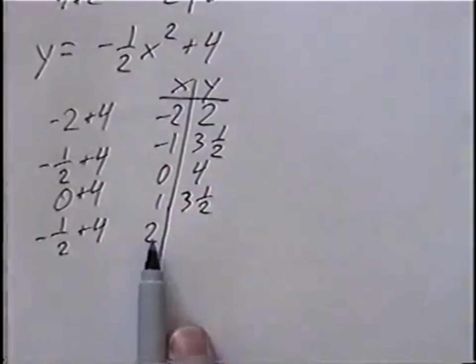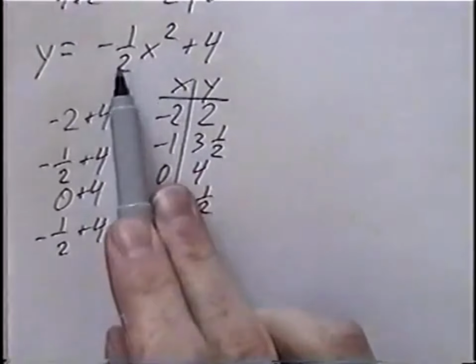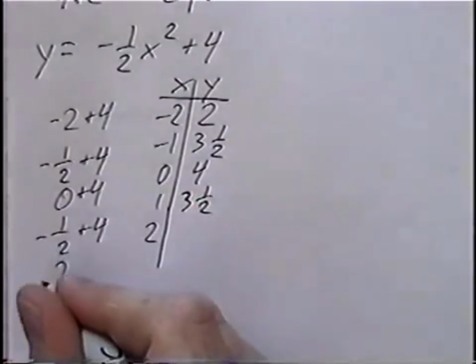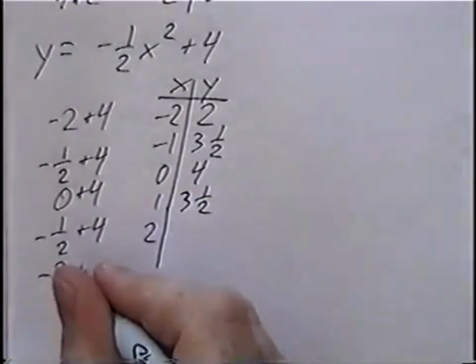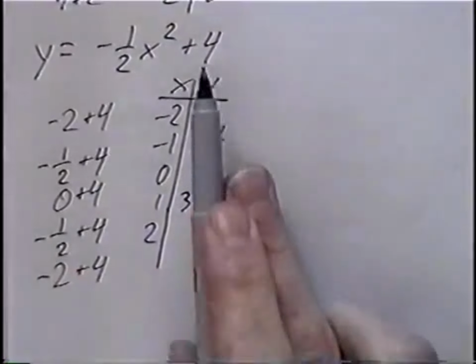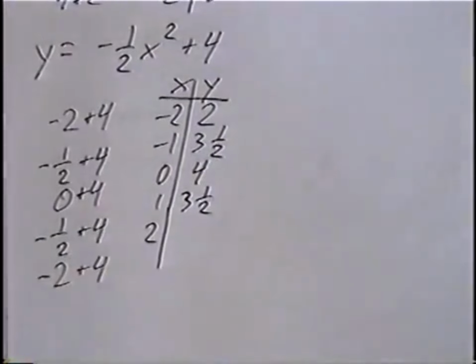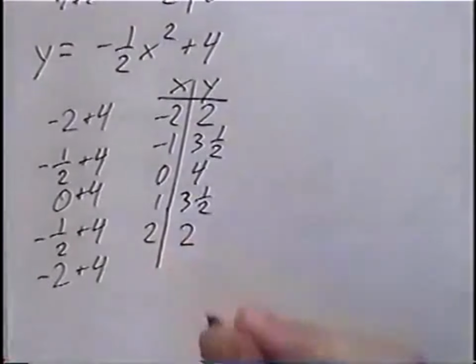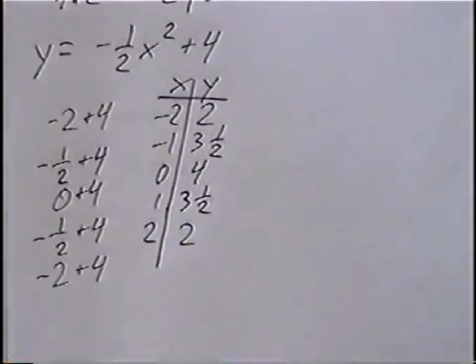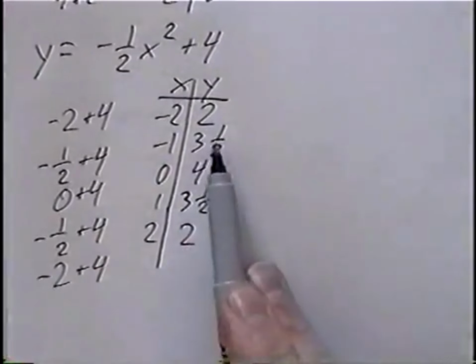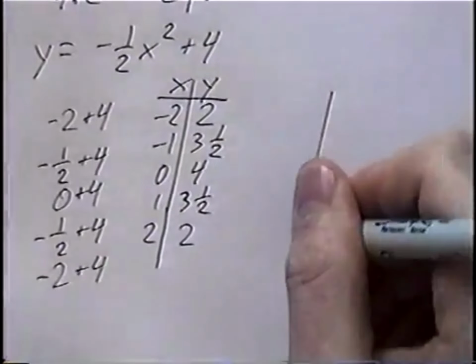And last number 2. 2 squared would be 4. Half of 4 would be 2. That negative makes it -2. And +4 from the equation. -2 plus 4 would be 2. And again, you'll see some double numbers in the y value. Again, that's what makes the parabola shape.